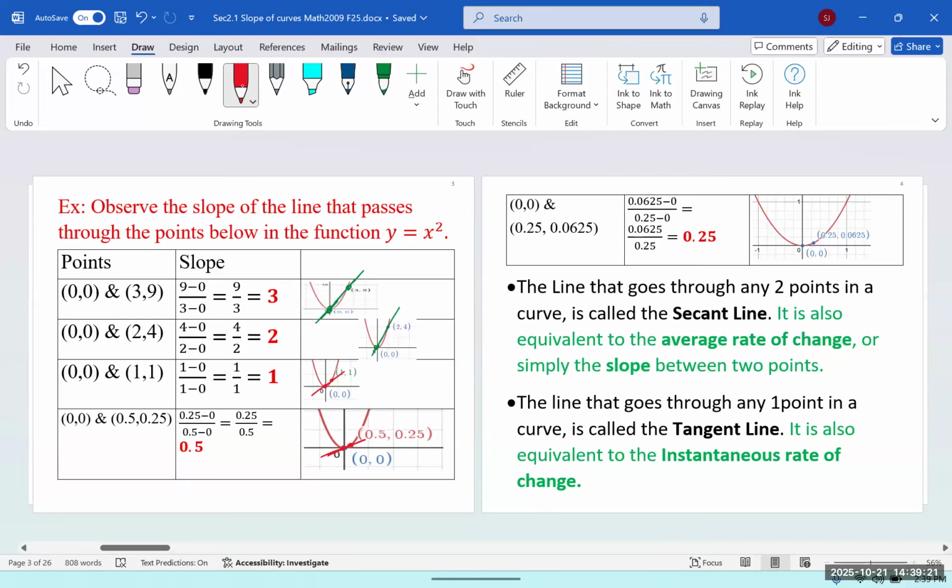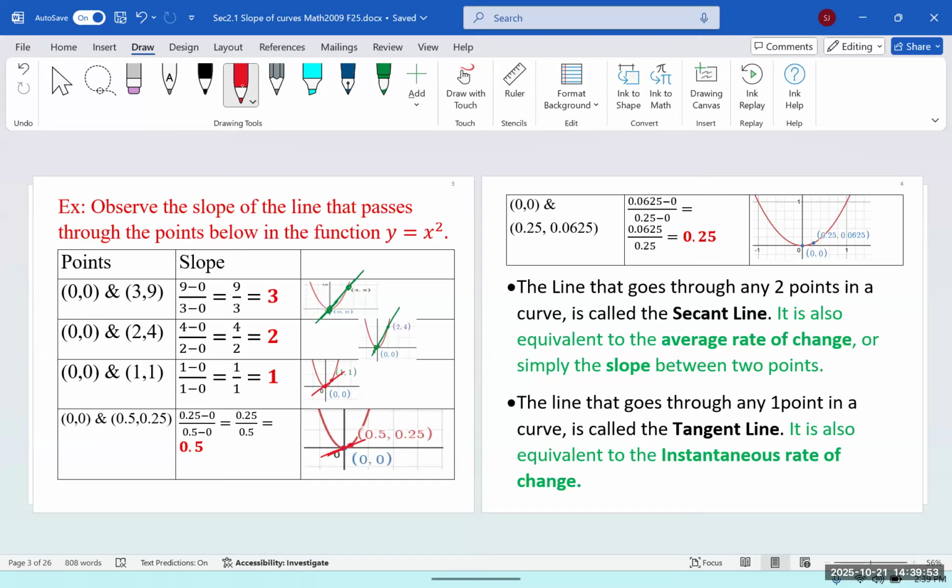Now, if you pick 0.25, 0, 0 and 0.25, we get the slope 0.25. What are you observing here? Slope between 0, 0 and 3, 9 is 3. Slope between 0, 0 and 2, 4 is 2. Slope between 0, 0 and 1, 1 is 1. Slope between 0, 0 and 0.5 is 0.5. Slope between 0, 0 and 0.25 is 0.25.